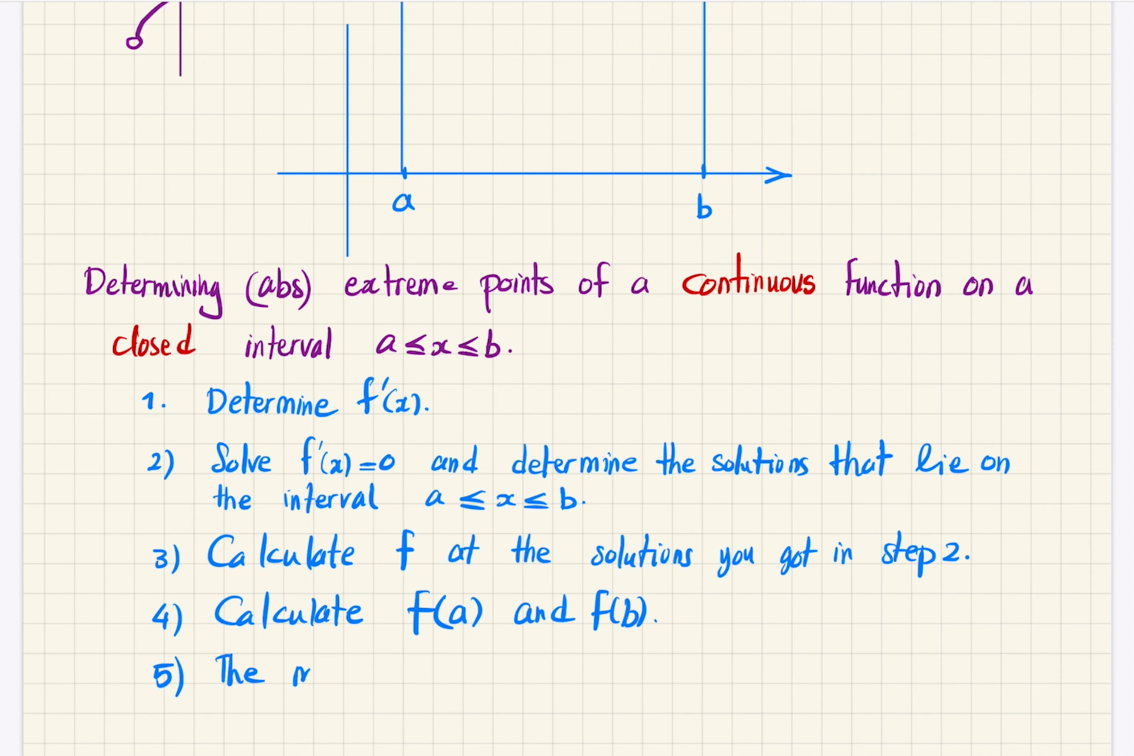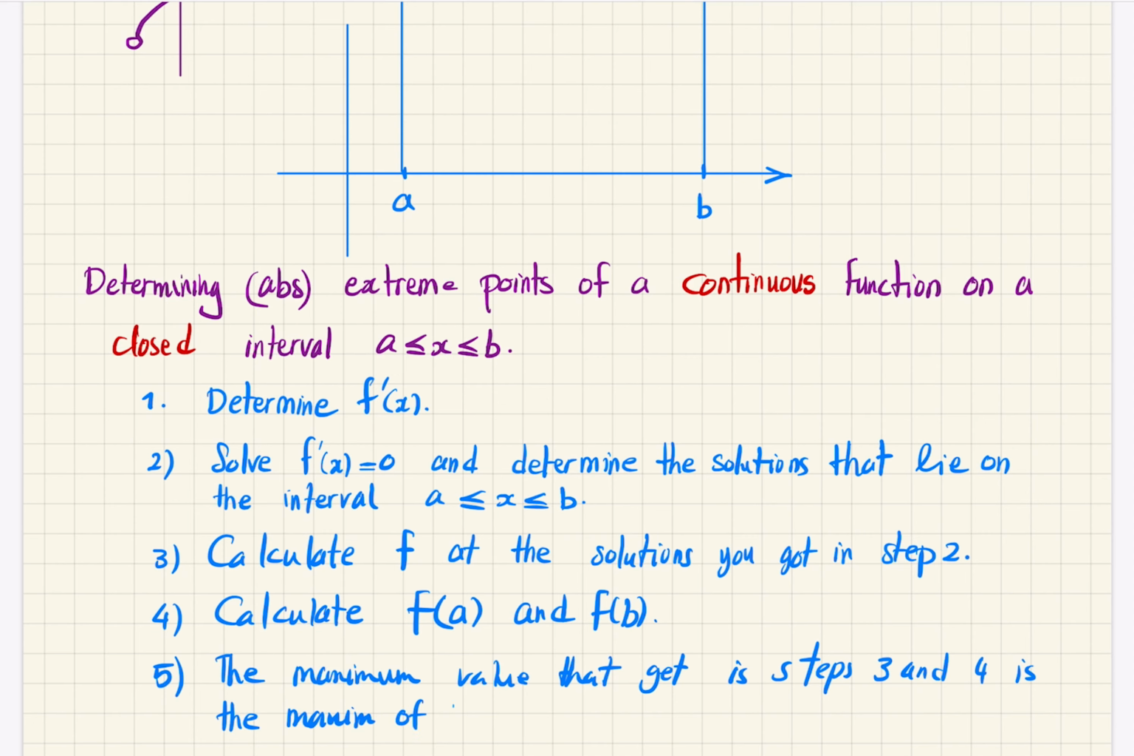The maximum value that you get in steps 3 and 4 is the maximum of f on the interval, and the minimum value is the minimum of f. Of course, this is not a 100% correct way of writing, but you understand what I mean.